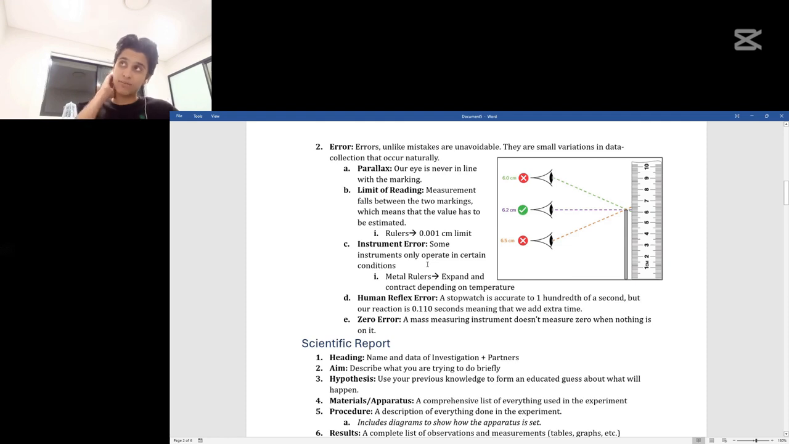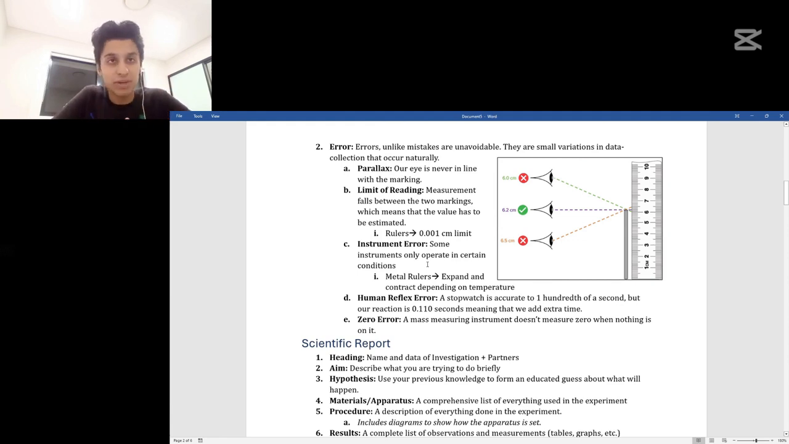Next, instrument error. Some instruments only operate in certain conditions. Okay, so for this, let's take a look at metal rulers. Since metal rulers are subjected to expansion and contraction, they will expand and contract depending on the temperature, and as a result, if the distance of 1 centimeter is this much, when they expand in a hot temperature, it will become something like this, and when they contract in a cold temperature, it will be something like this.